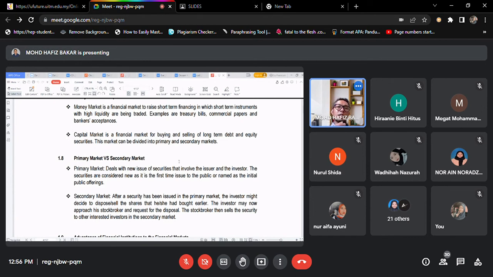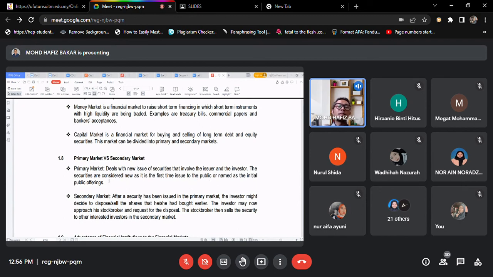Okay, just now at the beginning of the class tadi saya ada bagi tahu, if the business wants to start up their business, okay, this is for the bigger company lah, they want to get a fund or capital from their shareholders, so they introduce initial public offering, okay, IPO by prospectus kan. Prospectus tu has all of the details of their company, their product, their plan, their future plan, vision, mission and so on lah, to attract the investor to buy their shares. So that IPO is the primary market. Okay, the securities are considered new as it is the first time issued to the public. Okay, or named as the initial public offering, IPO.